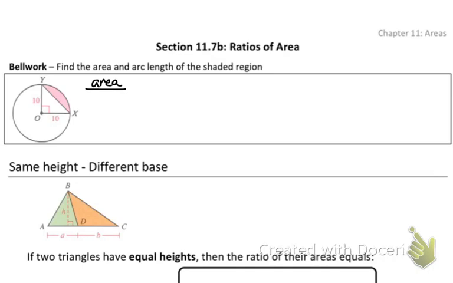Could someone tell me how to get the area of the sector? X over 360 times pi r squared. So x would be 90, right? So we'd have 90 over 360, and then you said times pi r squared. Well, our r is 10 squared. And then you said subtract the triangle away, right?